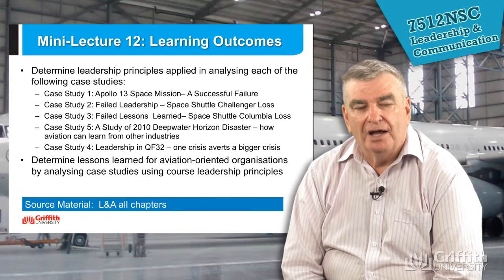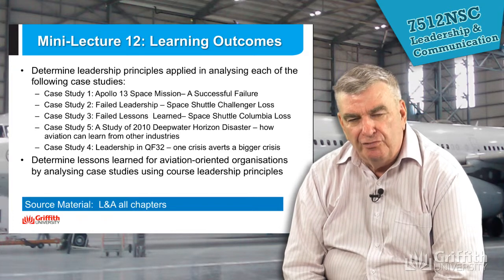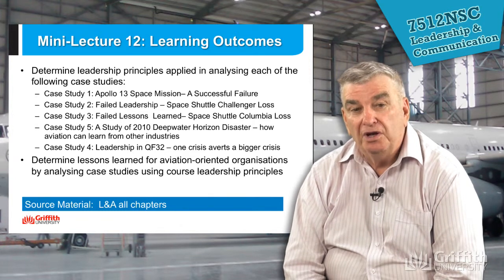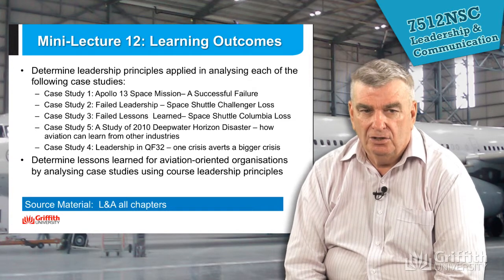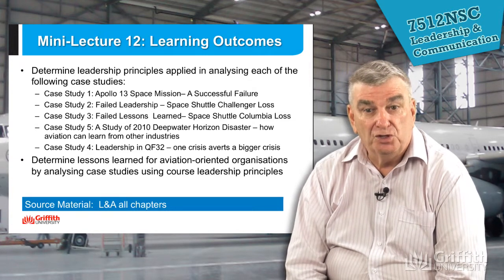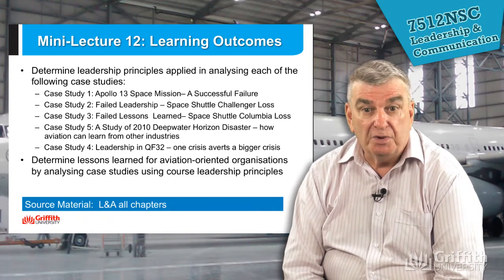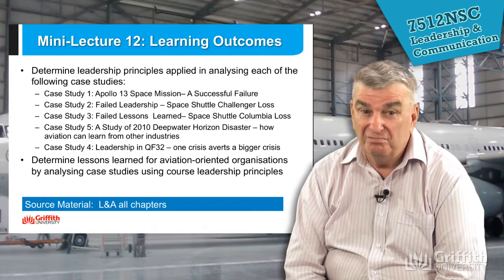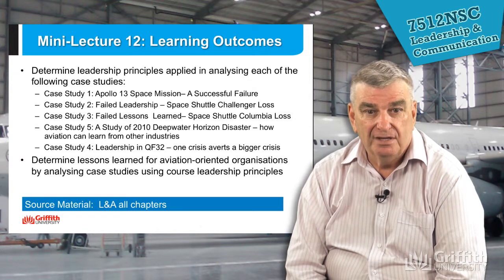And 3 of them are going to do with the National Aeronautics and Space Administration, a very, very great organisation, one of the most respected in the world, but even they have their leadership problems. And we're going to be looking at 3 case studies there. The Apollo 13 space mission, which was regarded as being a successful failure, the Space Shuttle Challenger loss, and then case 3 was failure to learn the lessons learned, the Space Shuttle Columbia loss.